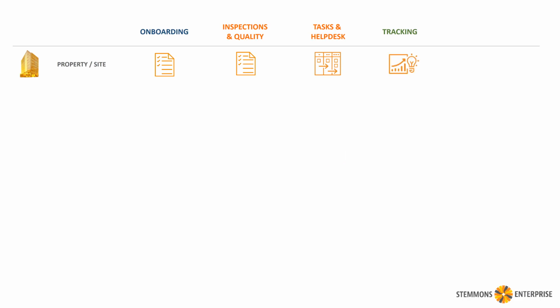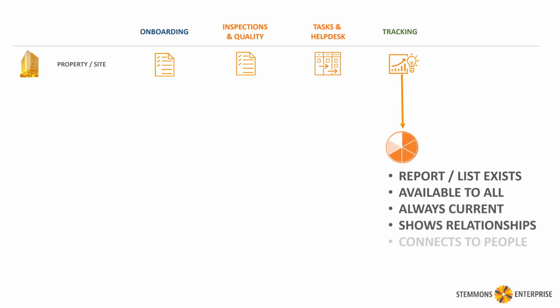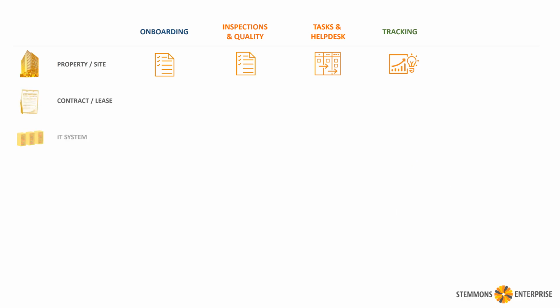Not surprisingly, effective tracking begins with actually having a report or a list. We want it to be available to everybody who needs it, and to show how that asset relates to others. We also want to know who's connected to it in various roles, and see the tasks that are associated with it. How do we cover this life cycle for the many important things in an organization?